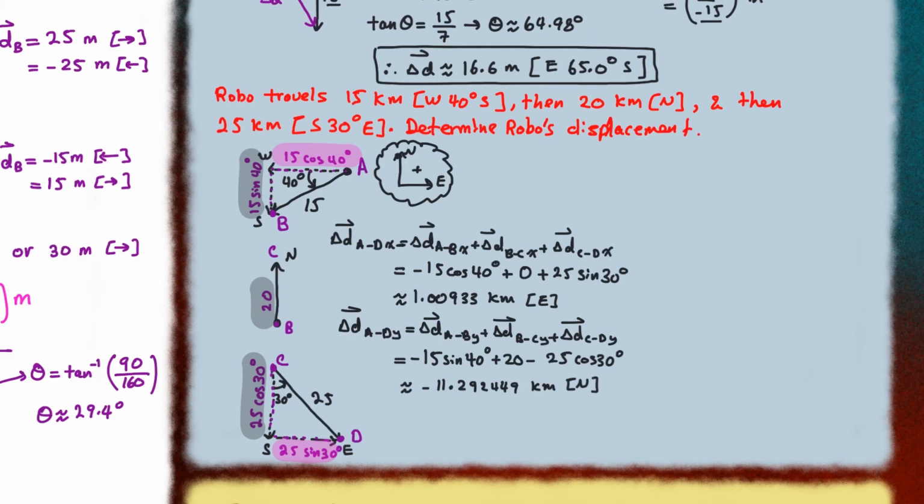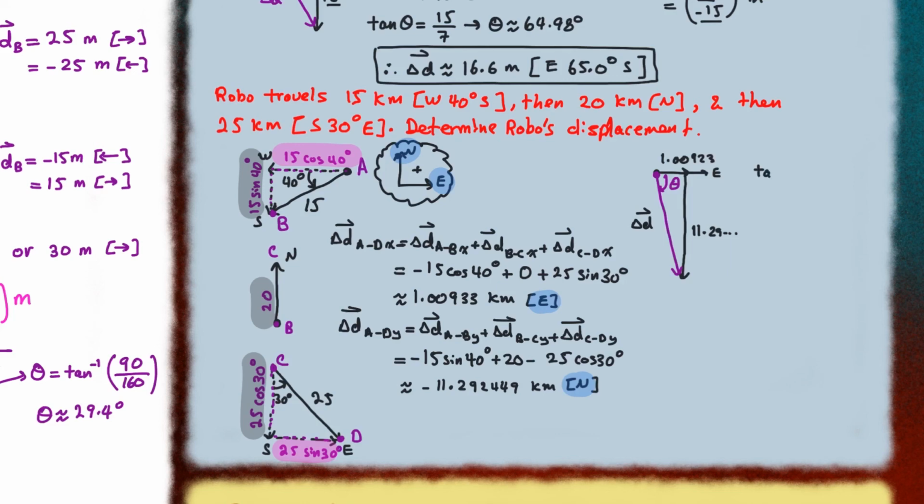Note that after adding everything up, the directions that we get should correspond to the same direction as our coordinate system. Now that we have the x and y components of our vector, we're going to draw them out and we're going to combine them into one. So we got the 1 kilometer to the east and we got the 11.3 kilometers to the south. And the final displacement will be from the initial position to the very final position.